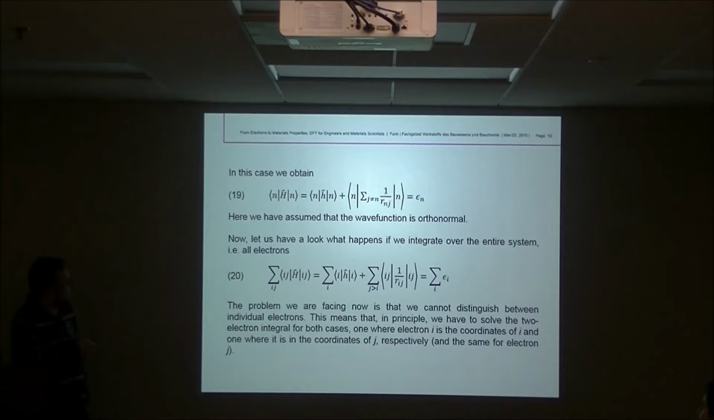Integrate over the entire system. Now for each electron, we sum over all our electrons and integrate over all of them. Then we have two-electron wave functions as a large sum. This is our one electron operator. This is our Coulomb repulsion. And we have the sum of all orbital energies.